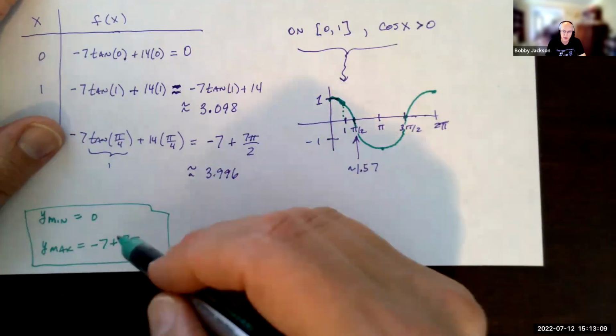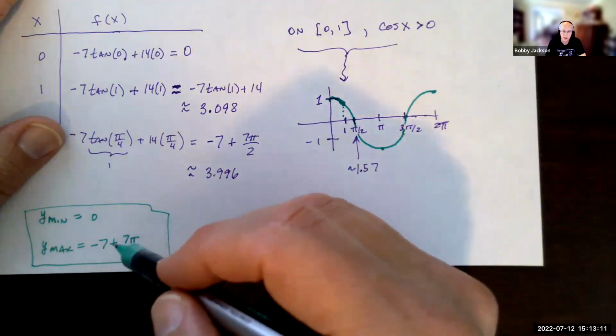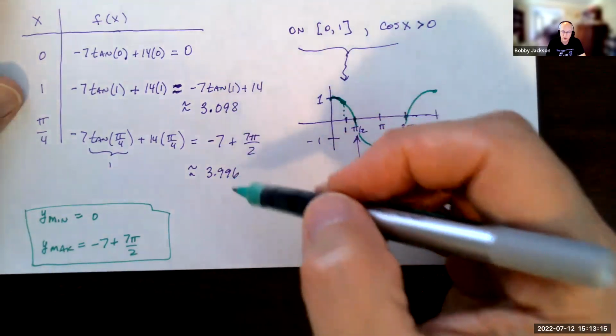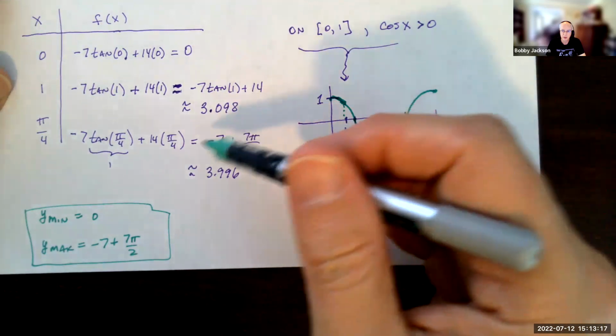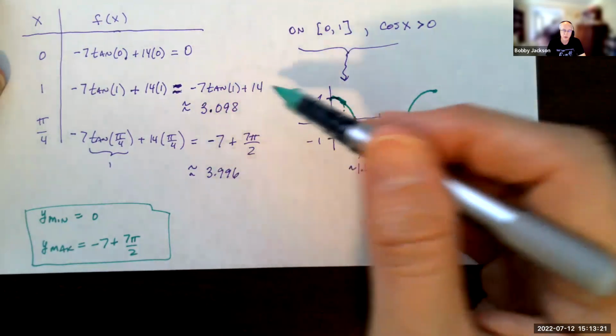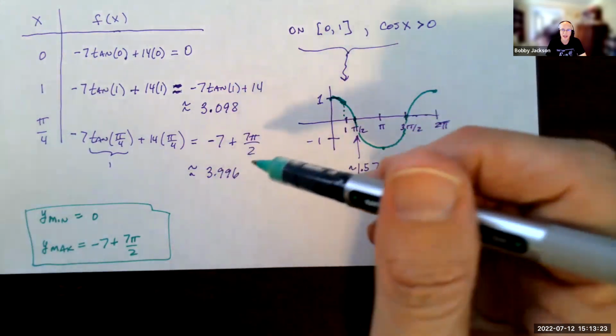And this is what I want you to do on the test. I want you to give me the exact value. Okay. You certainly want to get the approximation so that you can see which one is the biggest, but you have to give the exact value. And it might look kind of weird. It might be -7 tangent of 1 plus 14, because tangent of 1 I can't evaluate.